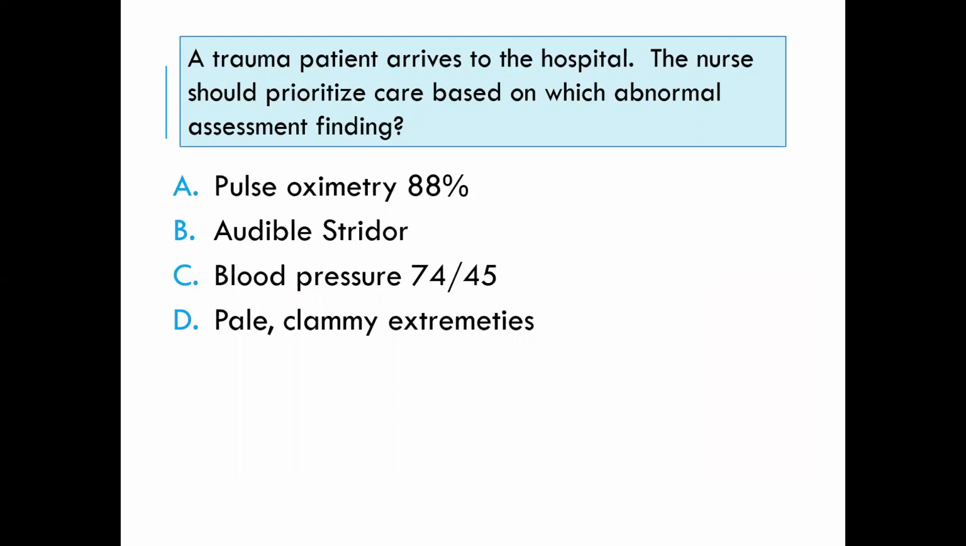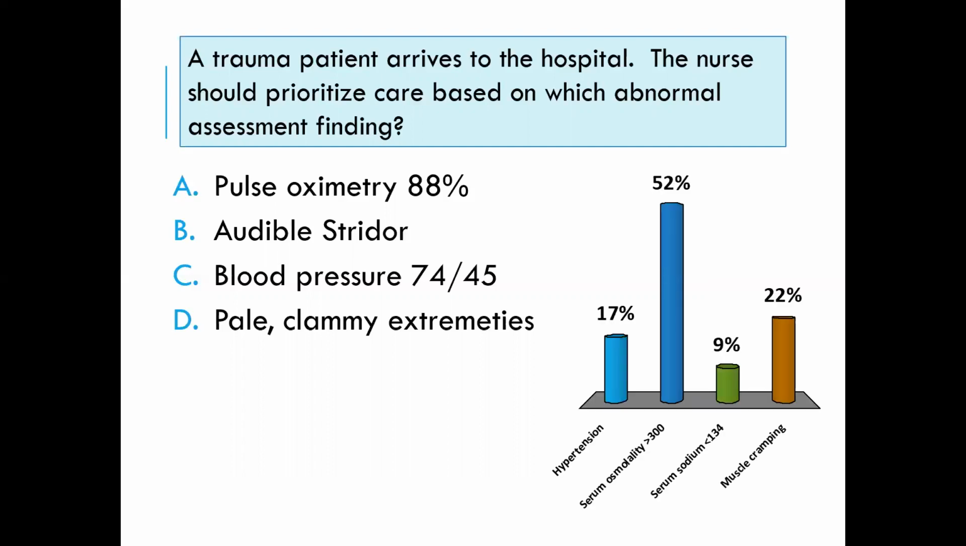A trauma patient arrives to the hospital. The nurse should prioritize care based on which abnormal assessment findings? Pulse oximetry 88%, audible stridor, blood pressure 74/45, or pale, clammy extremities. How do you approach something like this? The answer to this question is audible stridor.